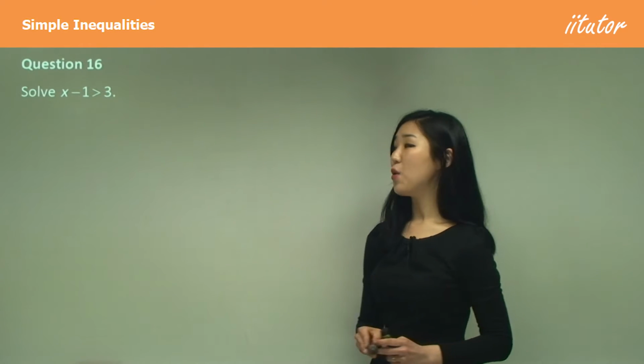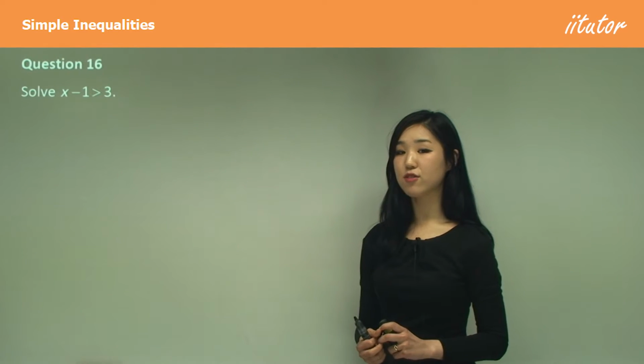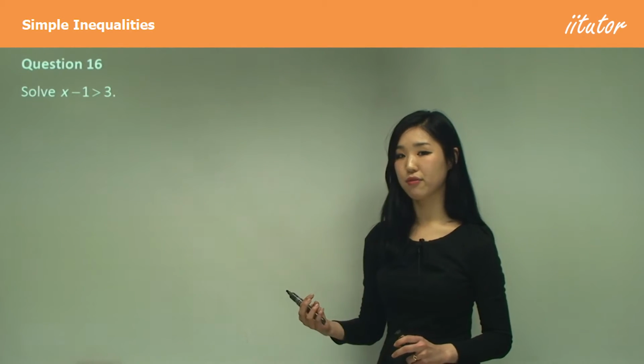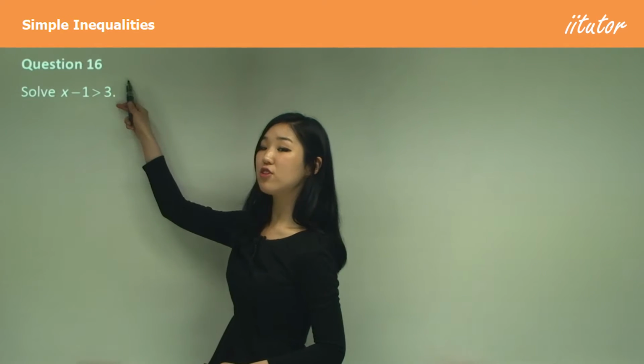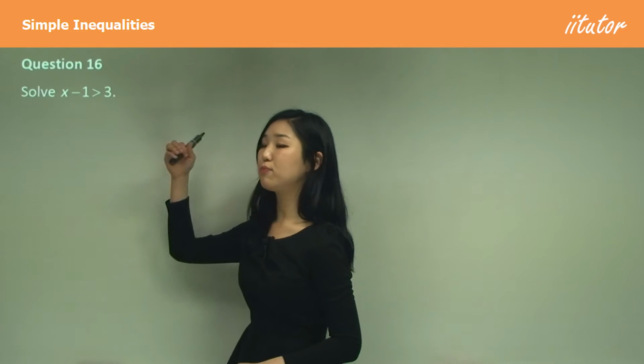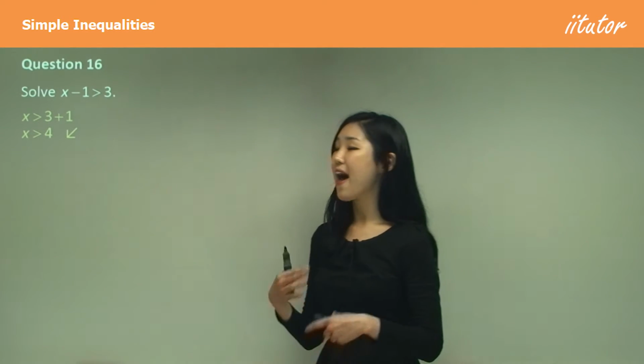Question 16, we have x minus 1 is greater than 3. Now the purpose of this is to leave x by itself, so make x the subject. So I'm going to move negative 1 over to the other side. So we have plus 1, like that. So 3 plus 1 is 4, and that is it.